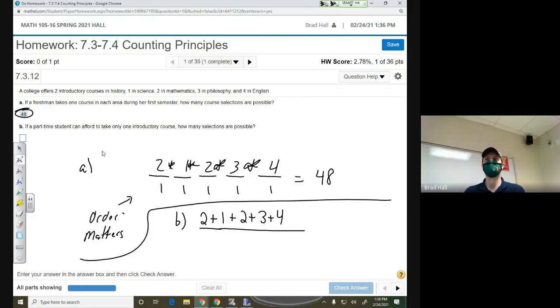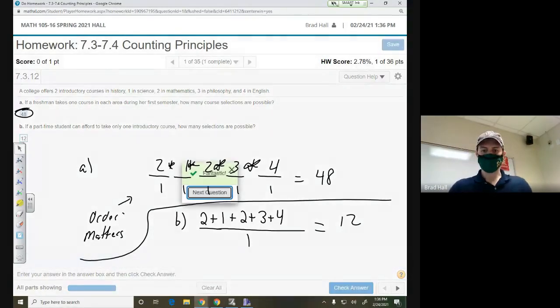It's the addition of all the possible courses here. I can either choose from one of these 2 history classes, or I could pick a science, or I could pick one of these 2 math classes, or one of these 3 philosophies, or one of these 4 Englishes. And whether order matters or not, it's still just one selection. So in either case, you're going to be dividing by 1. So 2 plus 1, that's 3, 5, 8, 12. The answer is 12.